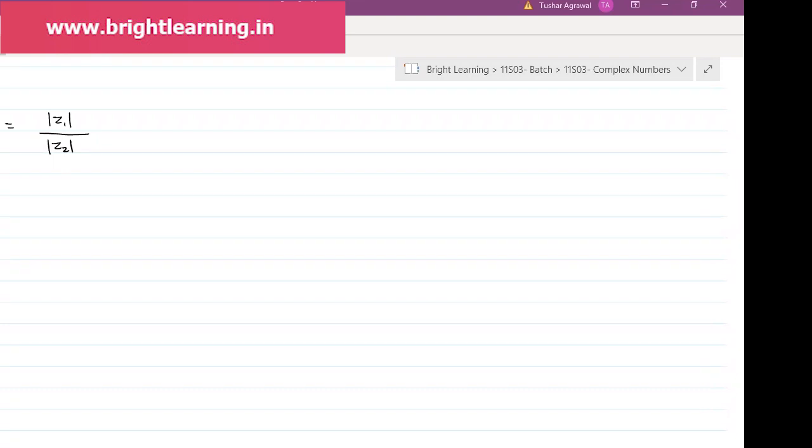Now, when I'm talking about x square plus y square under root, you can definitely see that x square plus y square is greater than or equal to x square. Also, x square plus y square is greater than or equal to y square. This we can say because y square is non-negative.